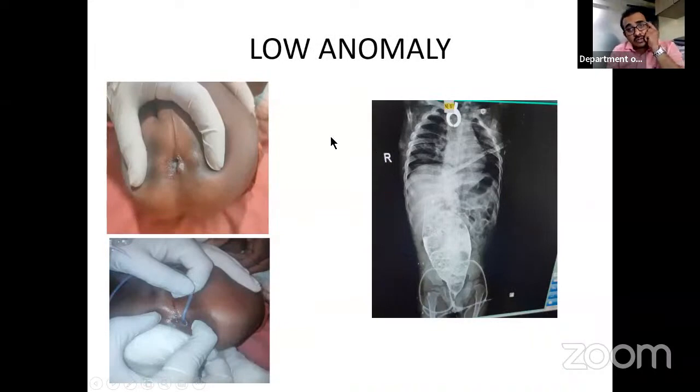Now this is a case of low anomaly. This patient came to us at 1 year of age with suspected Hirschsprung disease. Nobody had done his per rectal or per anal examination. On examination, we found there is a stenotic anus, only permitting an 8 French infant feeding tube. We did a contrast study, which can be seen there. It is loaded with fecalomas and ectatic rectum.